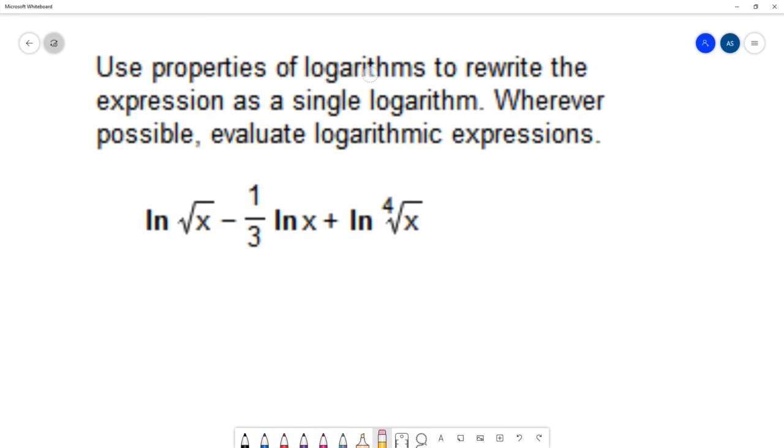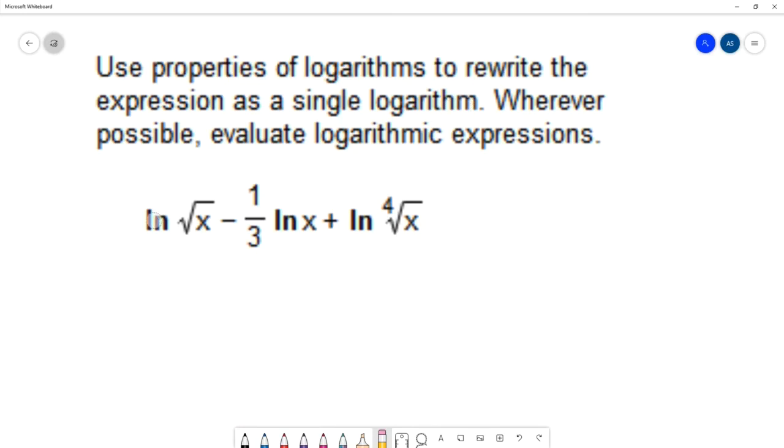Use properties of logarithms to rewrite the expression as a single logarithm. Whenever possible, evaluate the logarithmic expressions. For this example, we have natural log square root x minus 1/3 natural log x plus natural log 4th root of x. So our goal in this problem is to write it as a single logarithm.